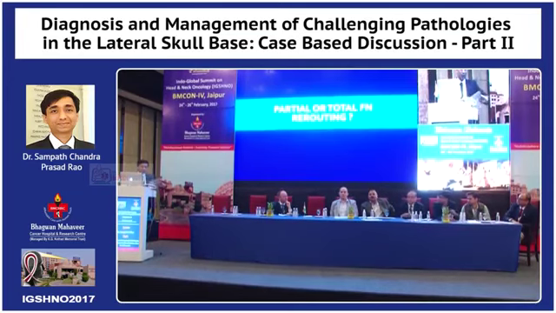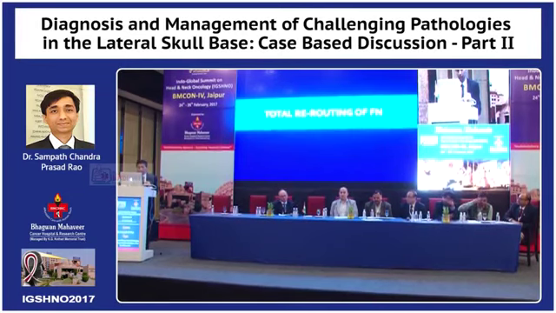Okay, so I would like to say that in this case, since the tumor is touching the carotid and is C2, meaning going up to the genu, which is the genu between the vertical and the horizontal segment, I would like to reroute this completely. So I'll begin with a wide exposure by a total rerouting of the facial nerve. I will not attempt a small exposure. So I would do a total rerouting of the facial nerve.